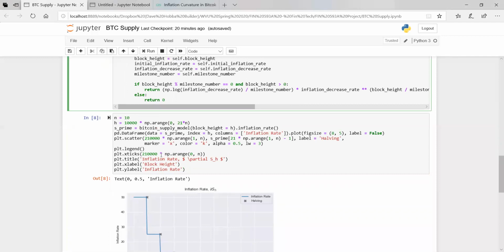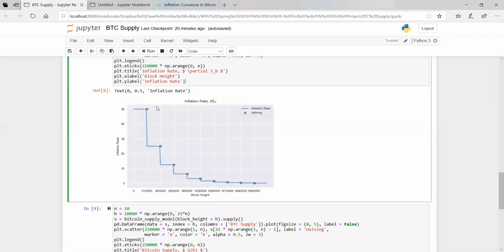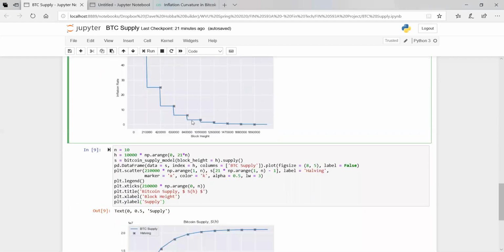Whenever you do this, here we graphed the inflation rate. So this is the first derivative of inflation, the inflation rate given block height. And each X is a halving. With each X, that's whenever the halving takes place, so the inflation rate gets cut in half. It starts at 50, then gets cut down to 25, then 12.5, and so on. And there's another halving that's expected to take place soon, in the next couple weeks.